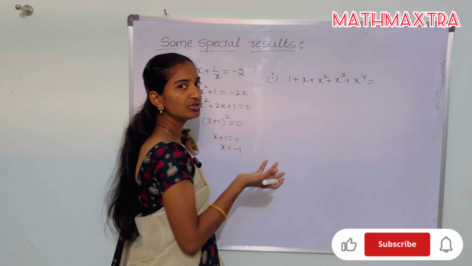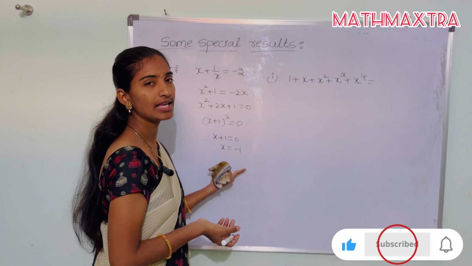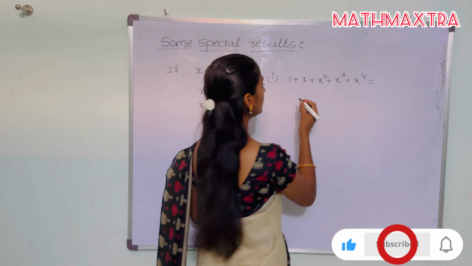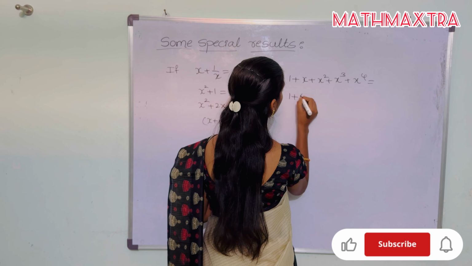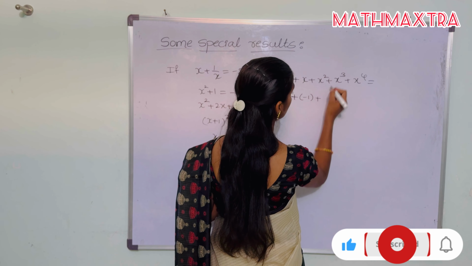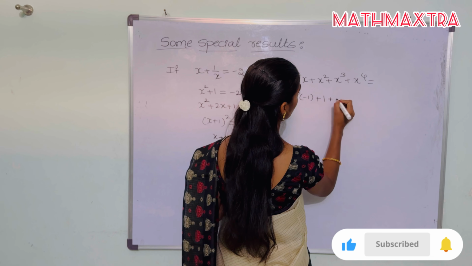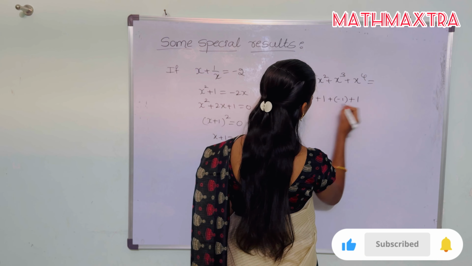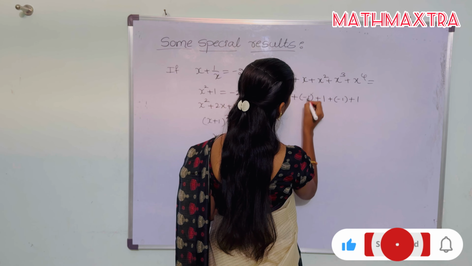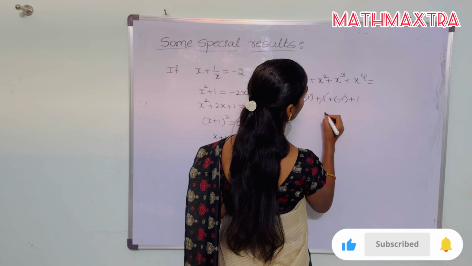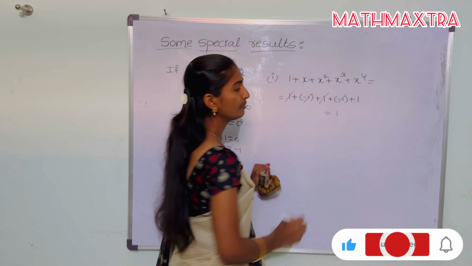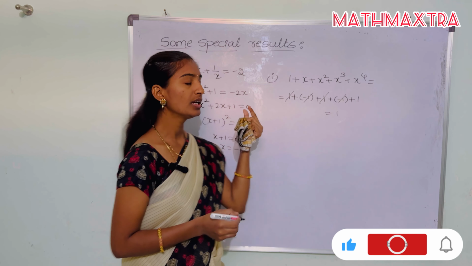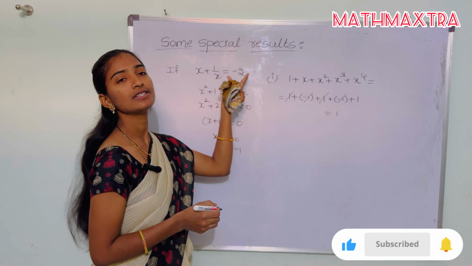Now what you have to do? You simply substitute x is equal to minus 1 in place of x. In this expression, minus 1 whole square is 1, minus 1 whole cube is minus 1, and minus 1 whole power 4 is 1. Simply 1 minus 1 plus 1 minus 1 gets cancelled, which is equal to 1. Okay, this is how we can calculate the value of the expression.